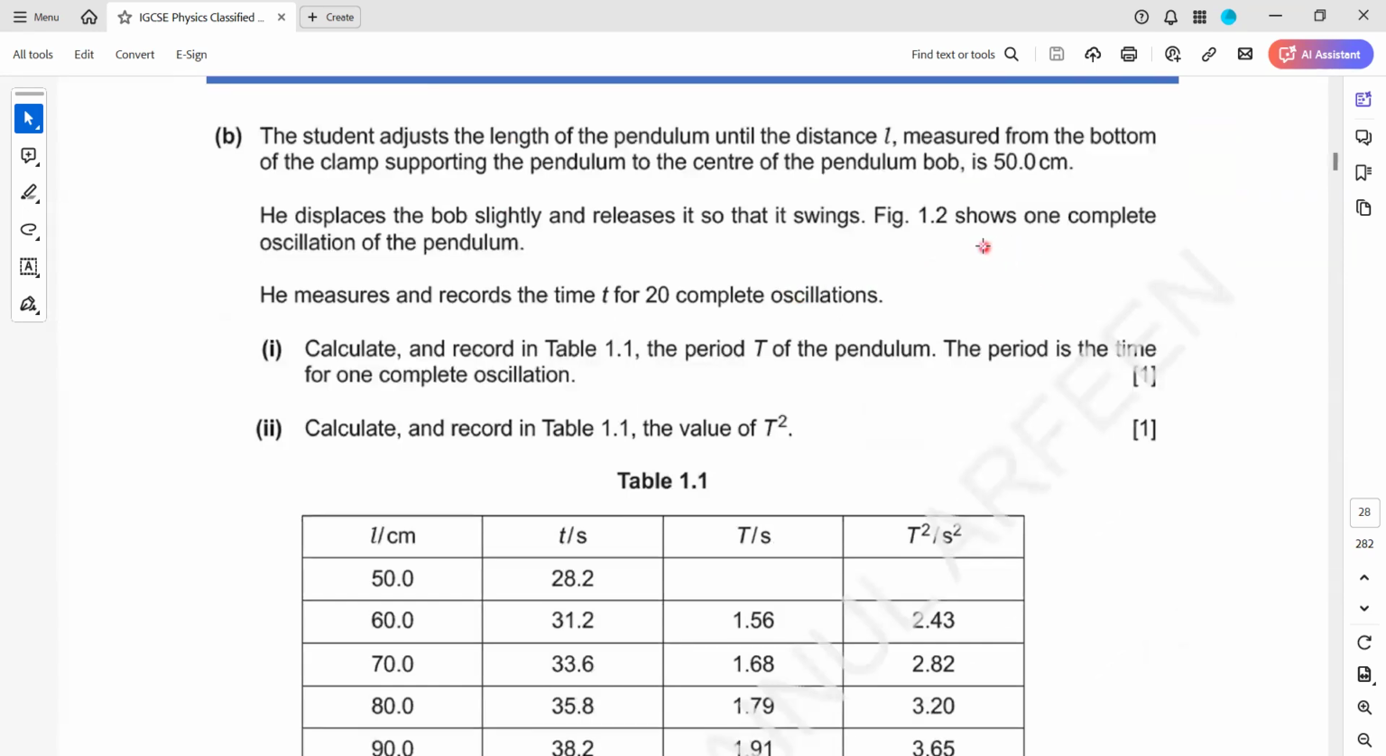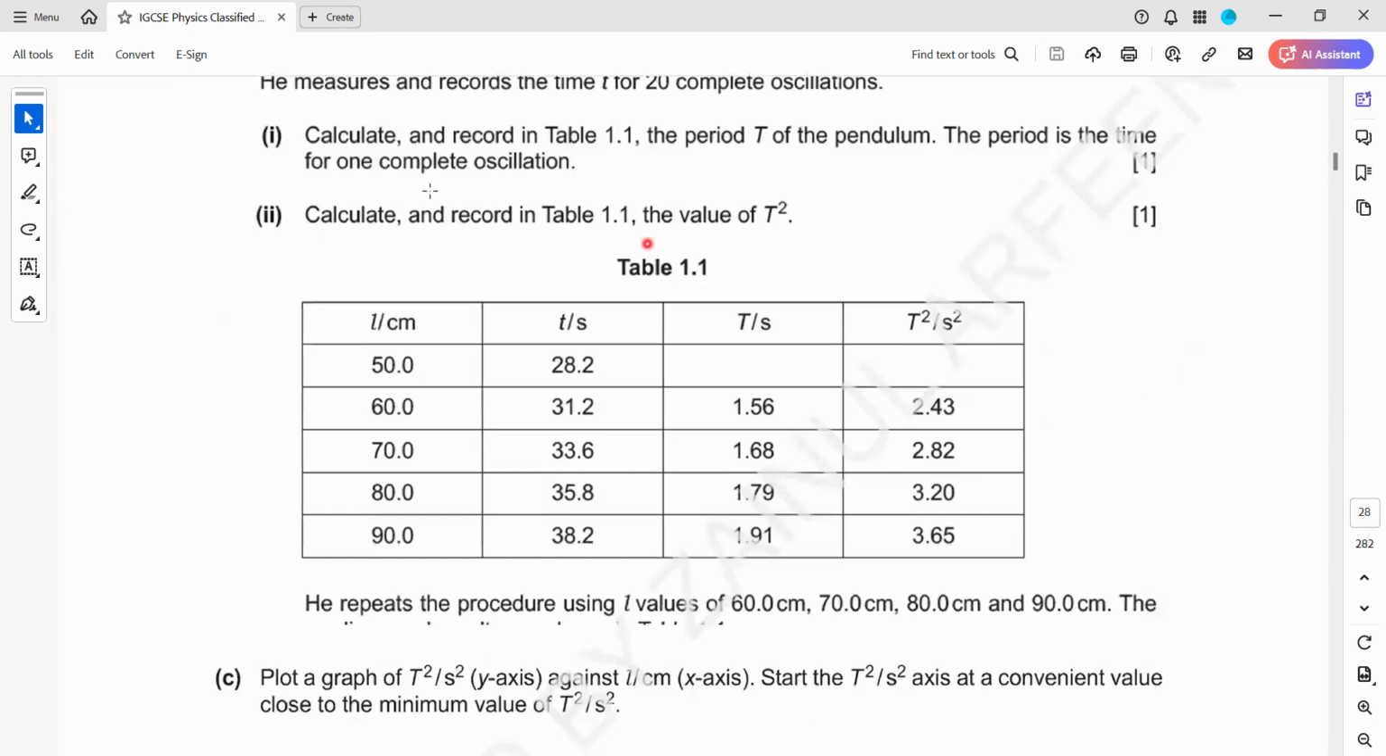Figure 1.2 shows one complete oscillation of a pendulum. He measured and recorded the time for 20 oscillations. So the student did not record the time for one oscillation; the student recorded the time for 20 oscillations. Calculate and record in table 1.1 the period of the pendulum for one complete oscillation.